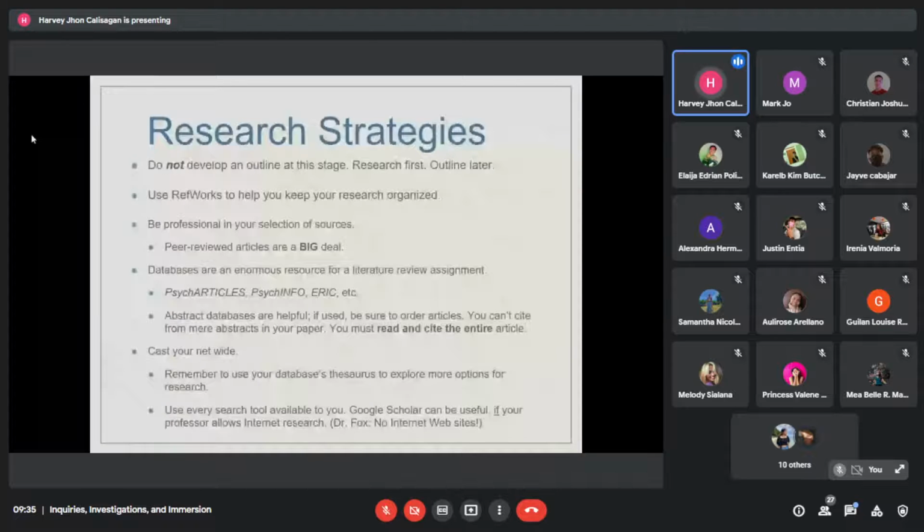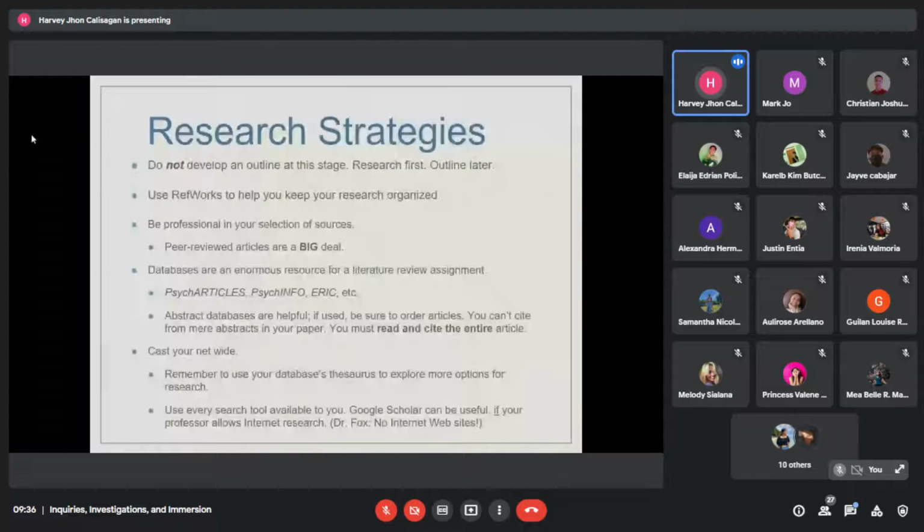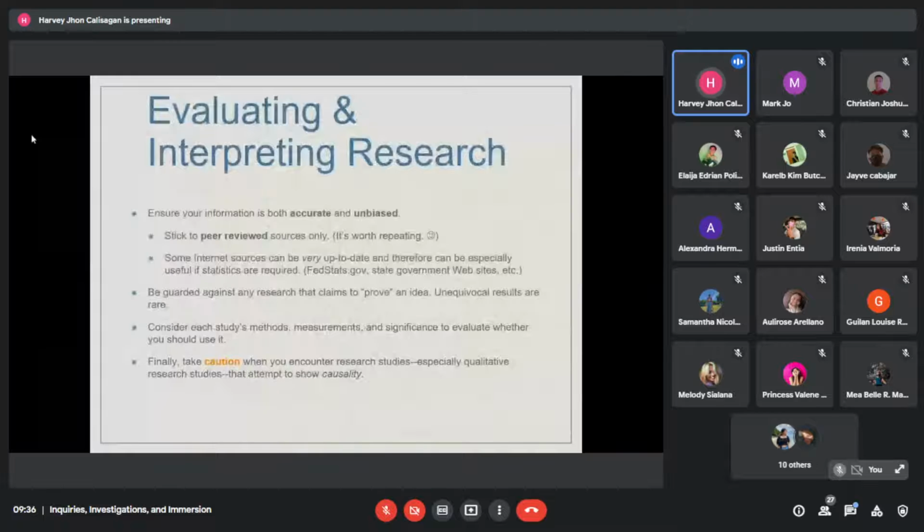Okay, let's proceed on evaluating and interpreting your research. One more thing, in the research strategies, some of the resources might be foreign literature, and some of them are local literature.